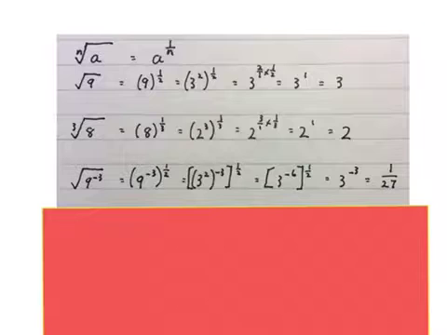Because we usually don't like negative exponents, we will change the 3 to the minus 3 to 1 over 27. If you don't understand this last step, please look at the video that says negative exponents.